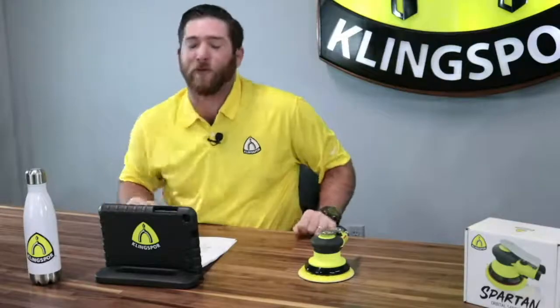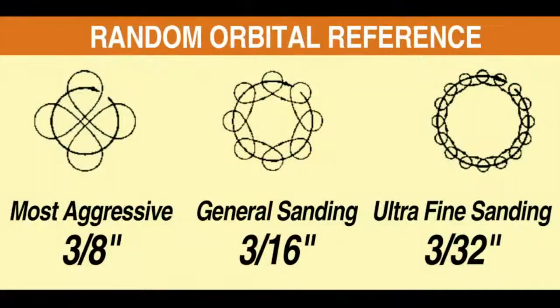We have 3 different types of orbits, the 3 most common that are found out there in the abrasive world. The first one is a 3/8 orbit. This is known as the most aggressive orbit. It is there for very aggressive applications, heavy stock removal.